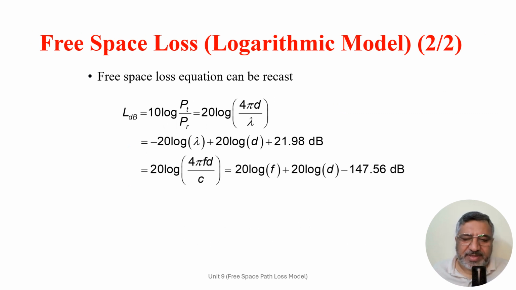Free space loss is generally also expressed on a logarithmic scale, and for the logarithmic scale we take the logarithm of the ratio of Pt over Pr and multiply by 10. From the previous slide we see that Pt over Pr is equal to (4 pi d over lambda) squared. So the power of 2 becomes a multiple of 2, and it becomes 20 log (4 pi d over lambda). Using further logarithmic properties, we can write minus 20 log lambda plus 20 log d, and 4 pi is a constant, so its log multiplied by 20 makes 21.98, in decibels.